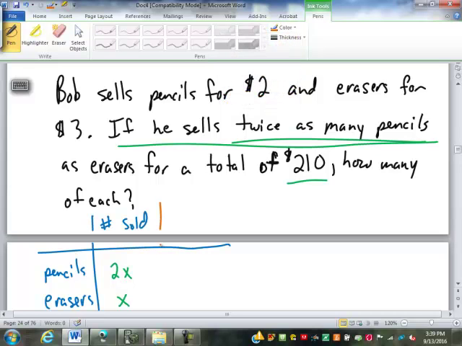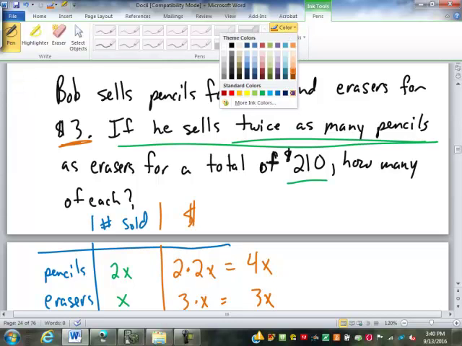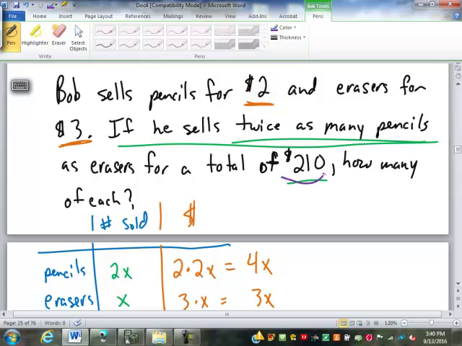And how do we represent the dollar amount sold? It's the price for each times the number sold. Pencils are $2 each, so it's $2 times 2X, which is going to be 4X. Erasers, sorry, are $3 each, so it's going to be 3 times X, which is just 3X. That's the dollar amounts for each, and they have to add up to 210. So 4X plus 3X equals 210.